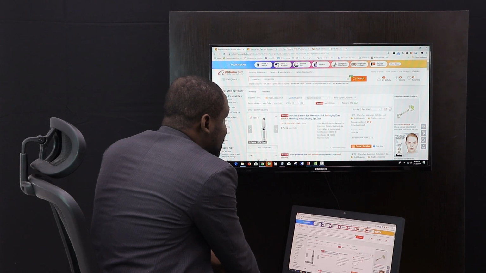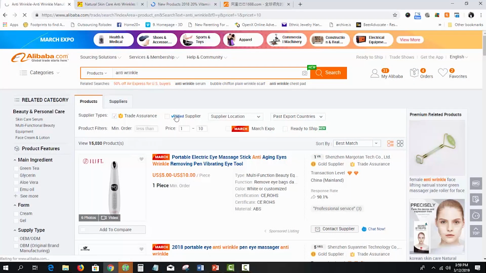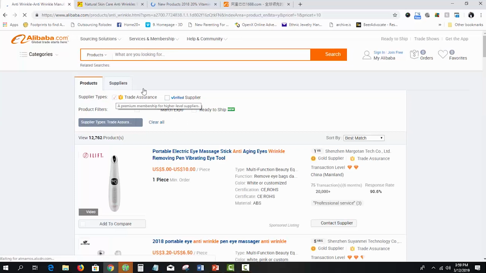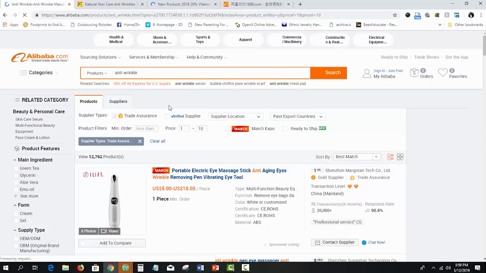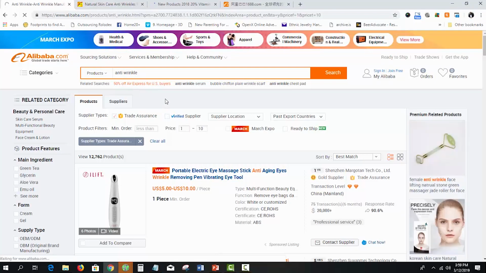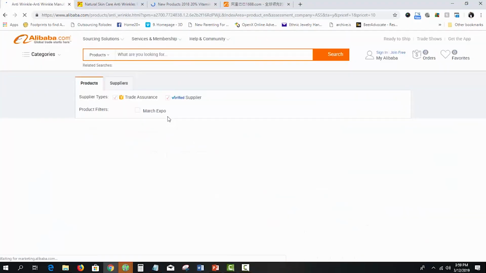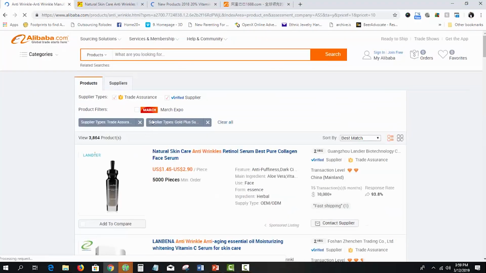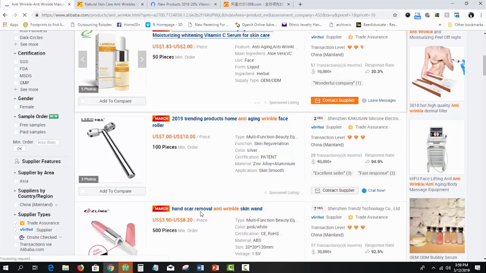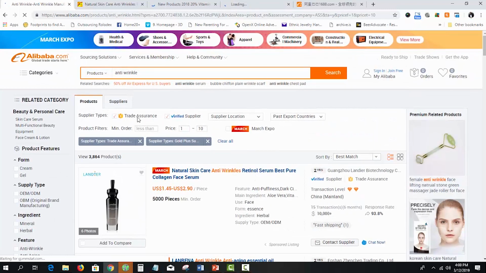So another simple way to eliminate them is you go here, you tick trade assurance, and then you tick. So it eliminates everybody who doesn't have trade assurance, and then you tick verified supplier. You tick this, and then you eliminate everybody who is not a verified supplier. Right? So you can see now, these are the guys that we are left with. So you can see what we are left with, right? So verified suppliers, trade assurance, $1 to $10.